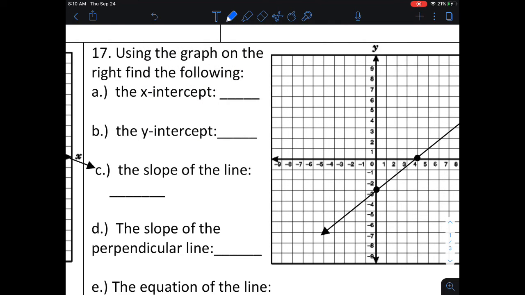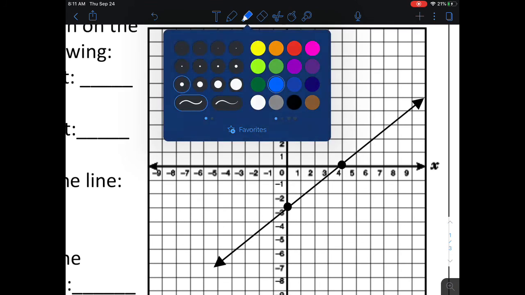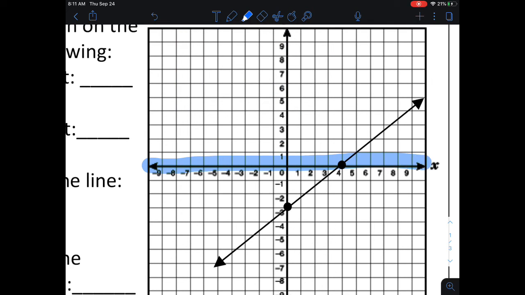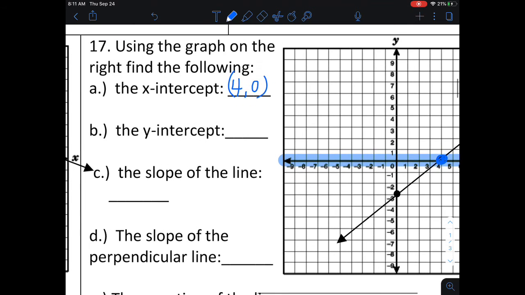17. Using the graph to the right, find the following. The x-intercept. Okay, so the x-intercept is simply where this graph crosses the x-axis. So here's the x-axis. That means that this graph crosses right here at 4. So that is my x-intercept, and the coordinates are 4, 0. So don't just put 4, make sure you put the coordinates. Don't put 0, 4. X first, then y.